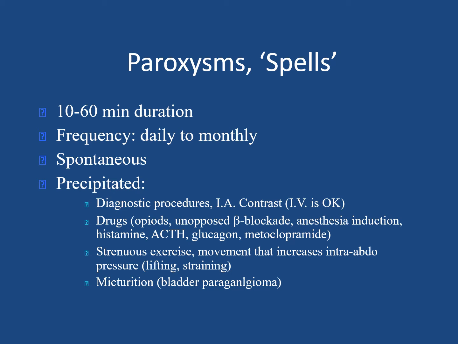Paroxysmal spells could be 10 to 60 minutes in duration. Frequency could be daily to monthly. They can be spontaneous or have some precipitating factors. For example, diagnostic procedures: if a patient is given intra-arterial contrast, IV is okay. Then drugs like opiates, unopposed beta blockade, anesthetic induction, histamine, ACTH, glucagon, and metoclopramide, commonly used in the wards. Strenuous exercise and movements that increase intra-abdominal pressure like lifting and straining can also precipitate the attack. Then micturition: if there is a bladder paraganglioma, it will also precipitate the paroxysm or the attack.